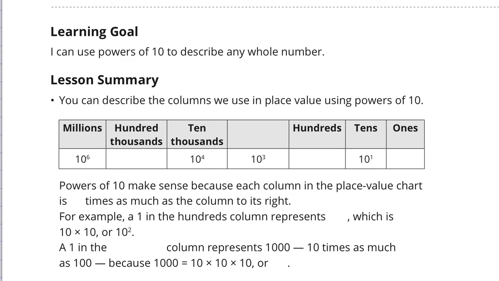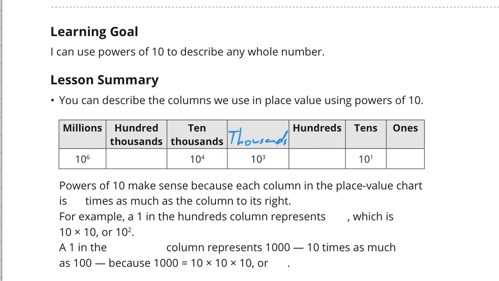Now, when we look at our lesson summary, we can see that in this chart here, we're missing a bunch of information. So let's figure out what needs to go there. Starting on the right-hand side in the upper row, we start with ones and then tens and then hundreds. And what comes next? I think we know that it's thousands. And you can see that it's described right underneath it. It's described as 10 to the power of 3, which means 10 times 10 times 10.